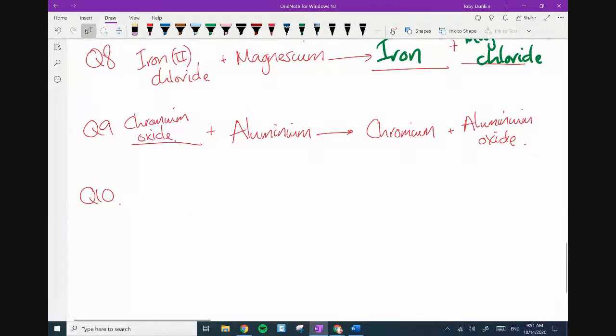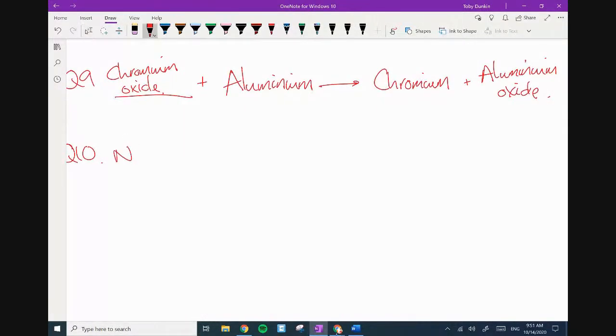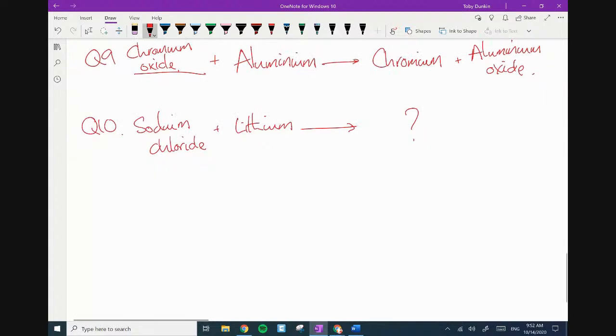Okay. Let's do one more. Let's do sodium. Oh, switching to symbols, shouldn't do that. Sodium chloride plus lithium. On the chat, what's going to happen? See how long it takes you guys to figure that one out.